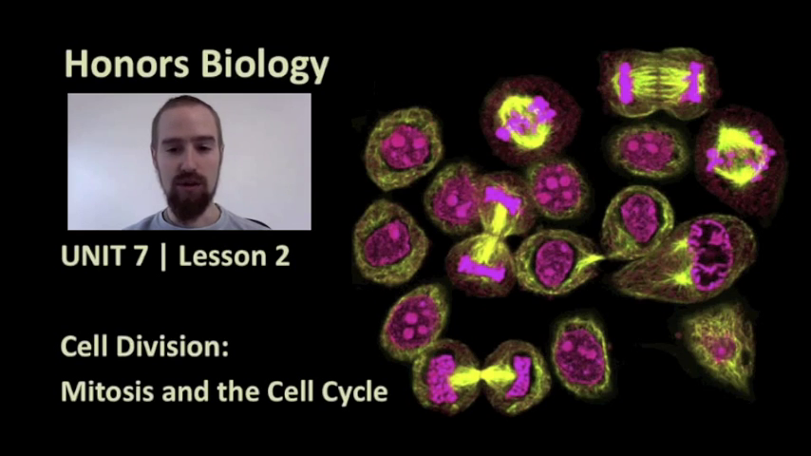What's up, biology students? In our last video, we talked a lot about chromosomes and the role they play in inheritance of traits. In this video, we're going to talk about mitosis and the cell cycle, the process by which the cell divides and sorts those chromosomes and passes them on to the next generation of cells.